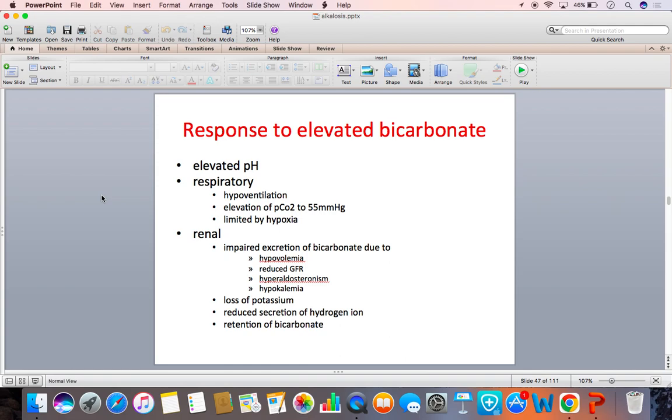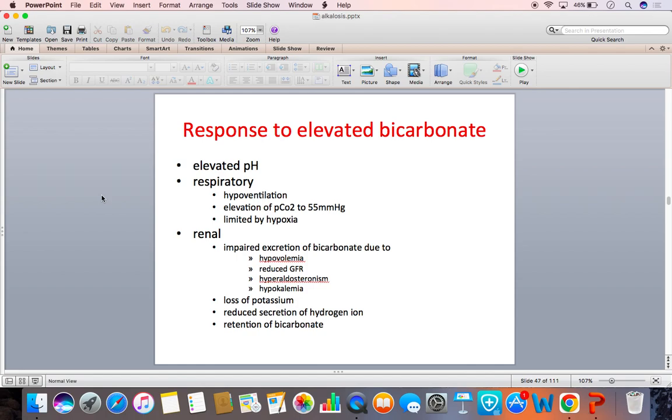How does the respiratory system respond to elevated bicarbonate? It results in hypoventilation in order to elevate the PCO2, but it is limited by the degree of hypoxia. It is dangerous. It results in elevated PCO2 to 55 mmHg, but limited by hypoxia.